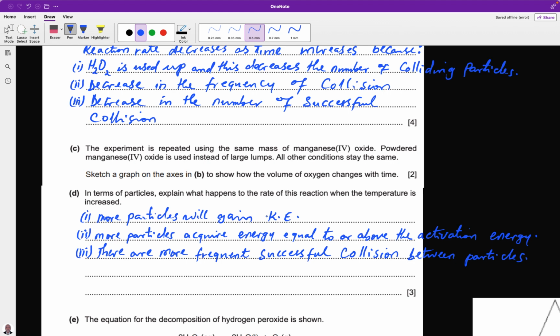Thus increasing the rate of a reaction between particles, thereby increasing the rate of reaction.